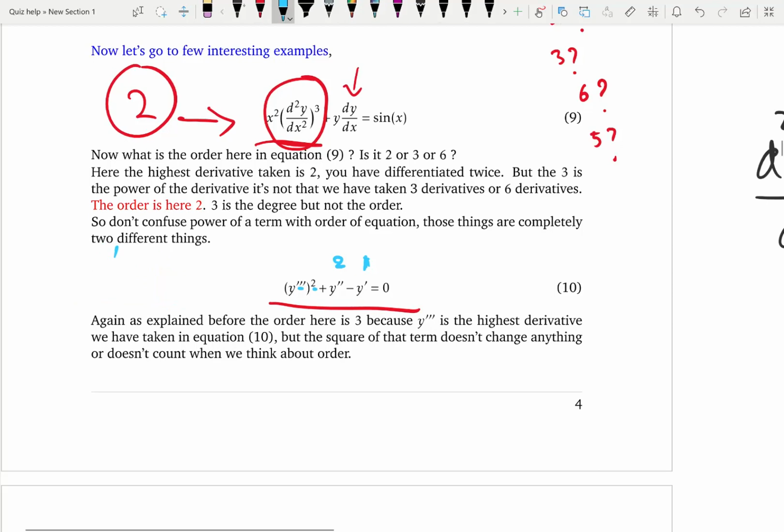So the order is 3. Okay. We do not count the degree into the order. It has nothing to do with the order. Order is purely the maximum number of times you have taken derivatives in your differential equation.